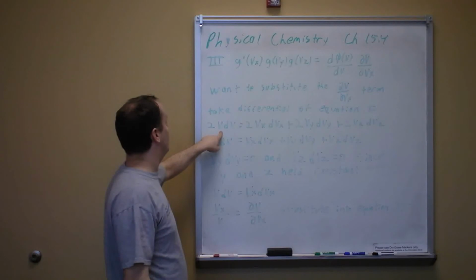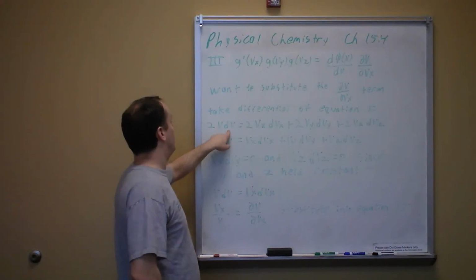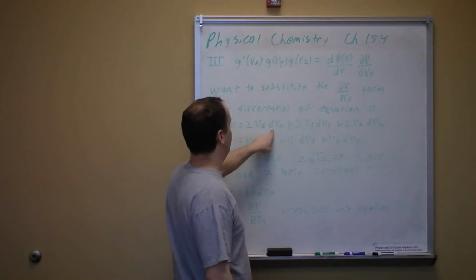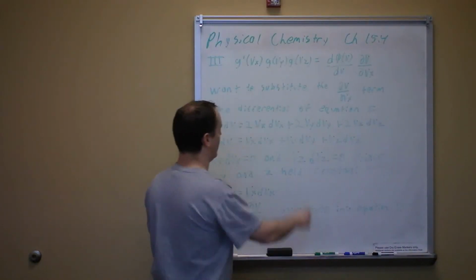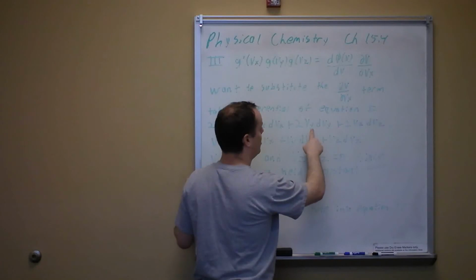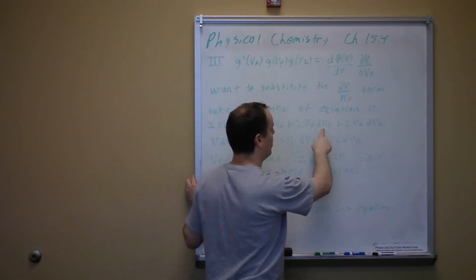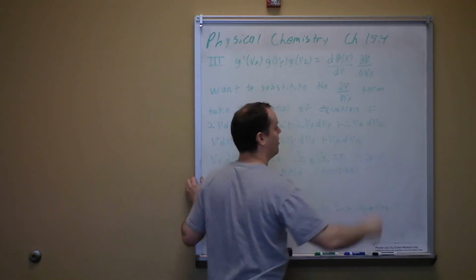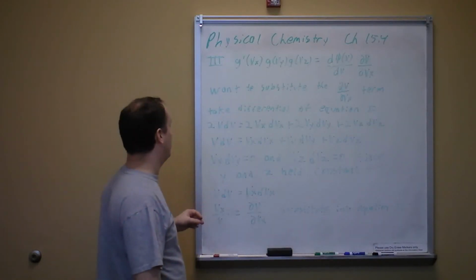So that gives us 2 times the speed times the differential of speed is equal to 2 times the x component of velocity times the differential of the x component of velocity plus 2 times the y component of velocity times the differential of the y component of velocity plus 2 times the z component of velocity times the differential of the z component of velocity.